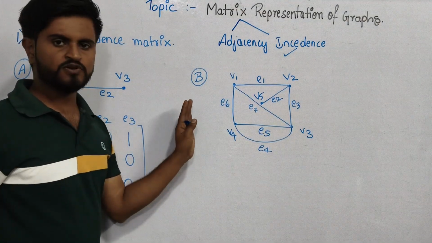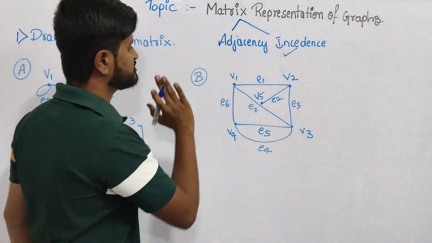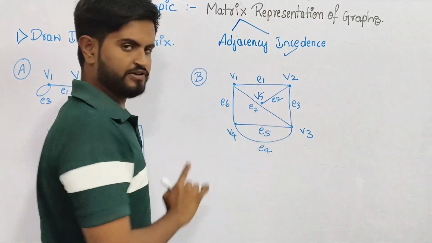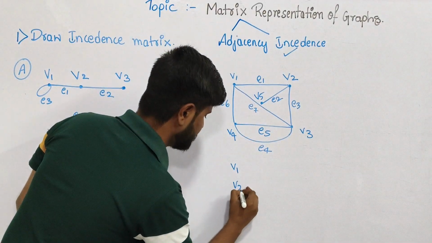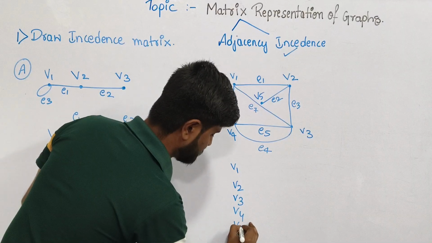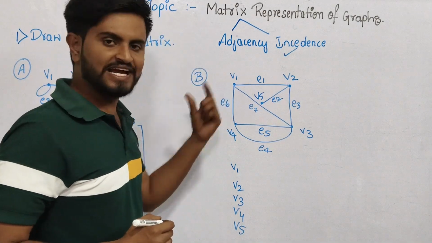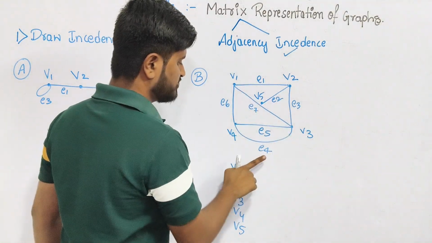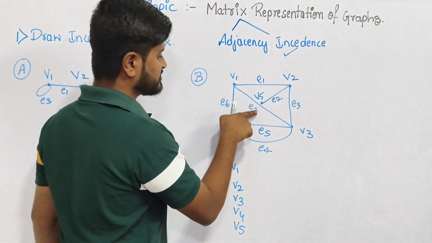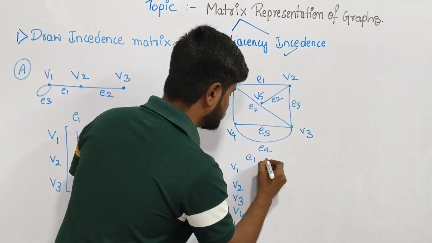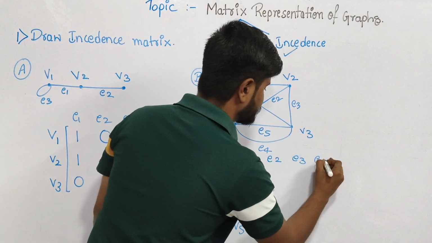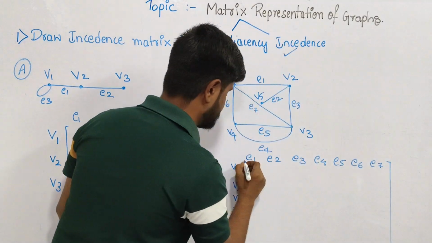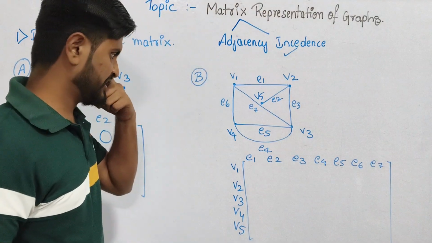Now let's discuss another problem, and you will get a clearer idea about how to solve it. So what are my vertices? V1, V2, V3, V4 and V5. And what are my edges? E1, E2, E3, E4, E5, E6 and E7. So in the given graph there are a total of 7 edges and 5 vertices.